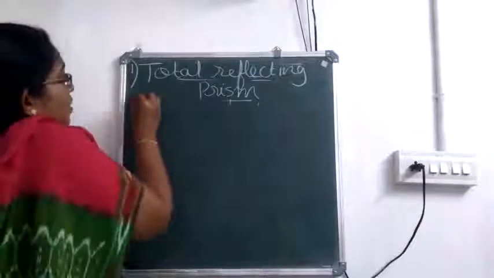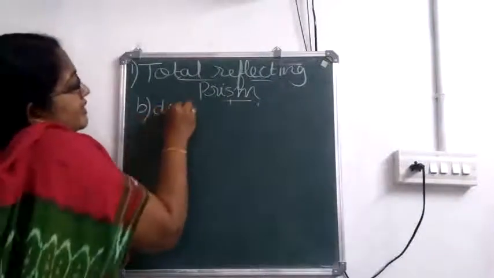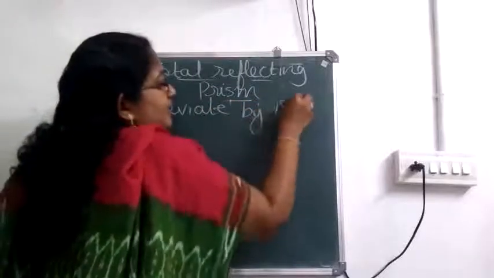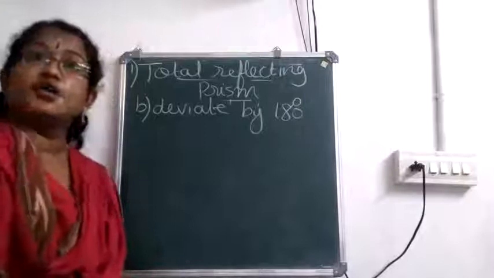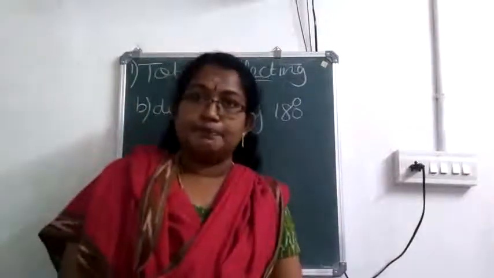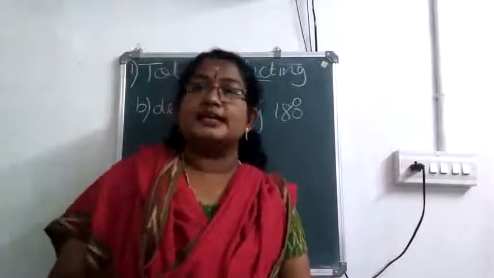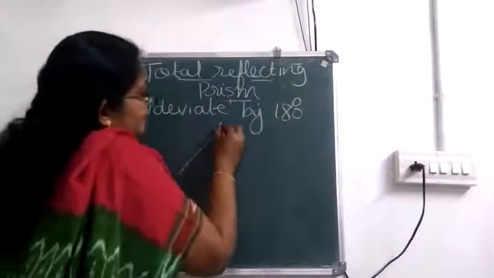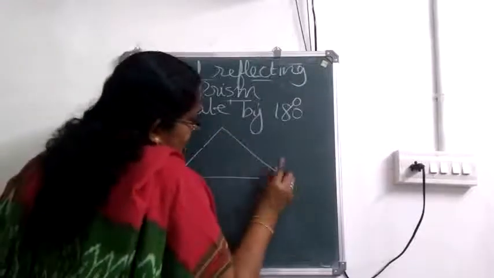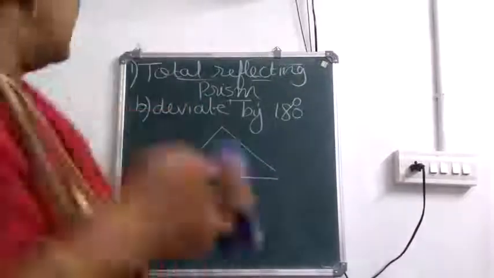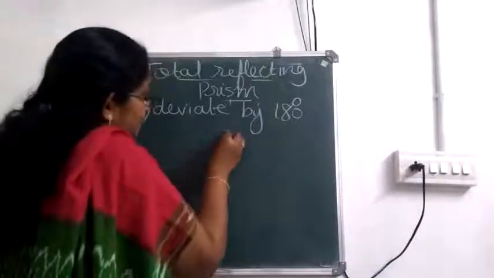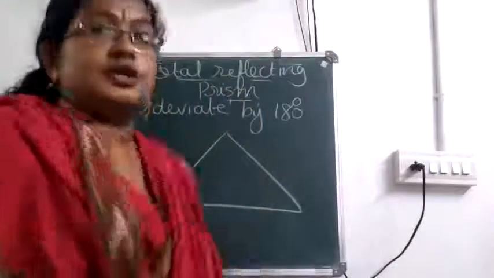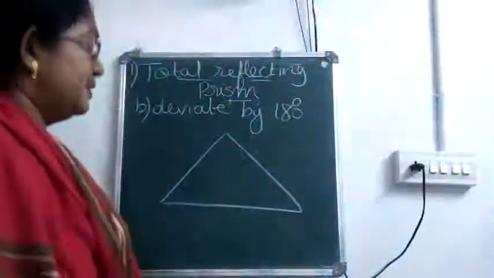Now the second one, or B, is to deviate a light ray by 180 degrees. Okay. So, how can we use a total reflecting prism in order to deviate a light ray by 180 degrees? So for this, here also we are considering a total reflecting prism. Draw a little bit bigger one so that it will be visible for you. Okay, so we have the total reflecting prism here.